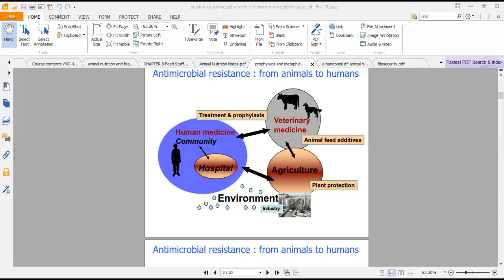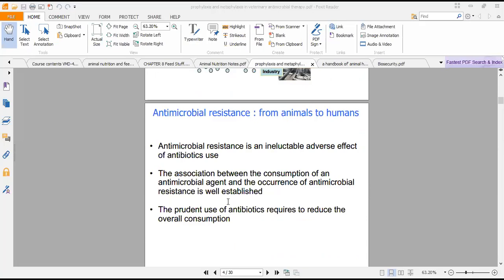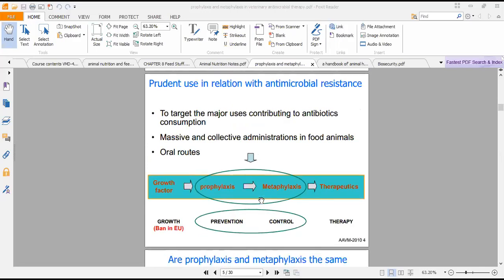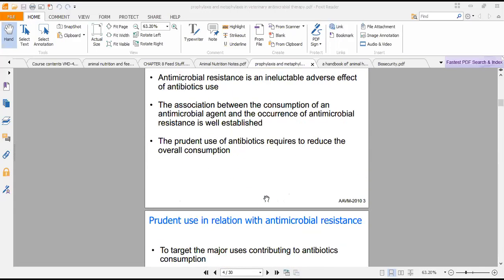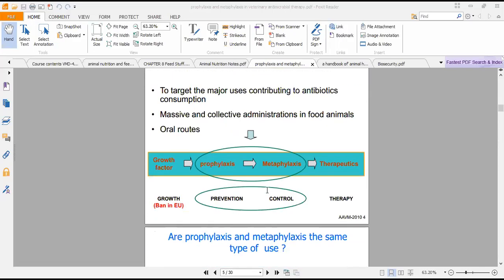Now, antimicrobial resistance basically is an ineluctable adverse effect of antibiotic use. So the association between the consumption of an antimicrobial agent and the occurrence of antimicrobial resistance is well established. That is why the prudent use of antimicrobials requires reducing the overall consumption.